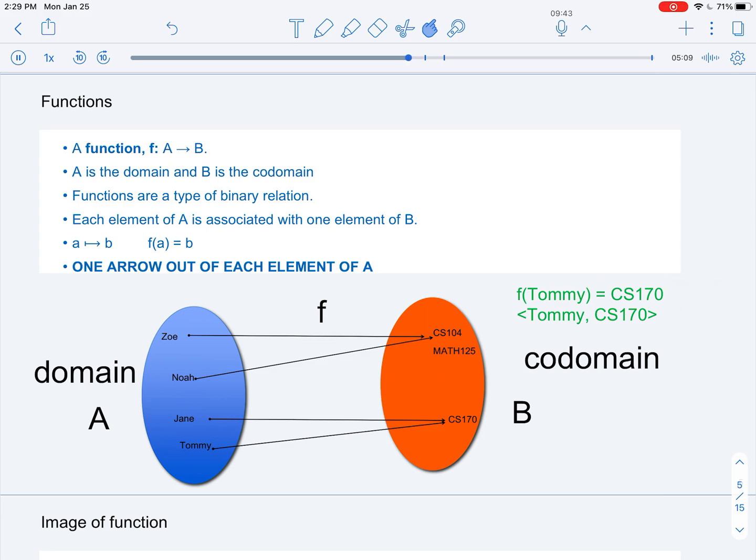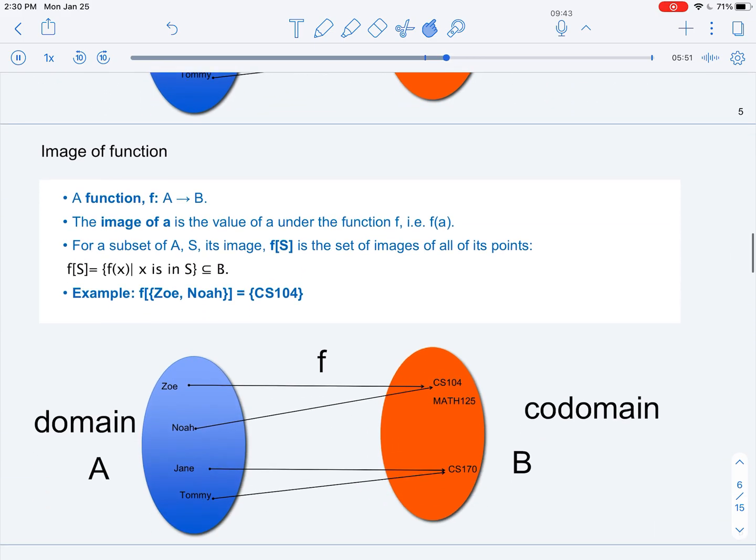And the important aspect of a function is that every element in the domain must have one arrow coming out of it, which means that it has to map to something in the codomain. This is important because in the binary relation for a function, each element in the domain must be included in one ordered pair and exactly one ordered pair in the functions that we'll be discussing.